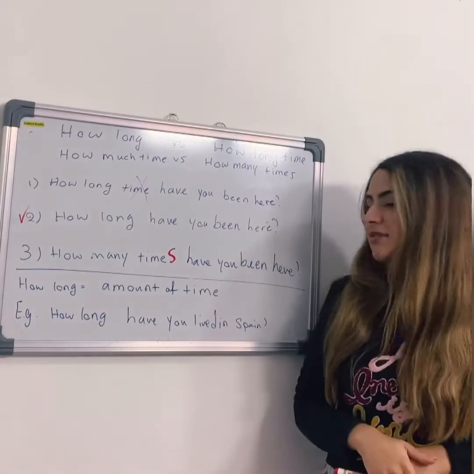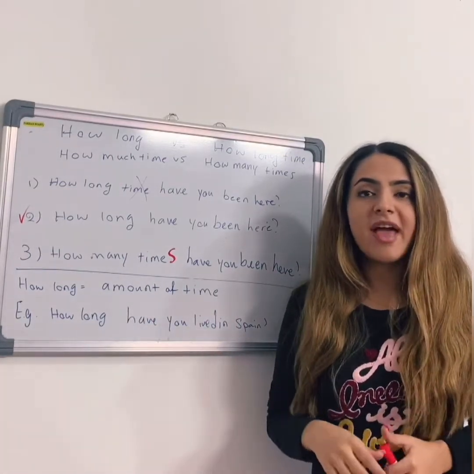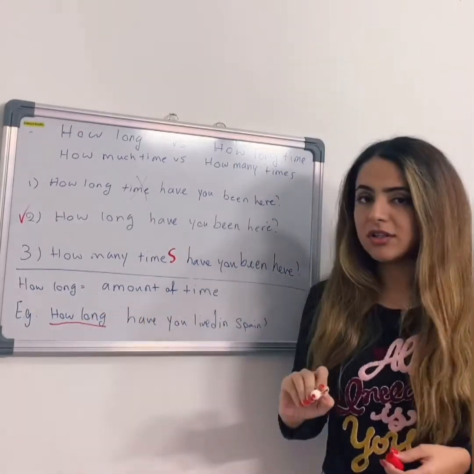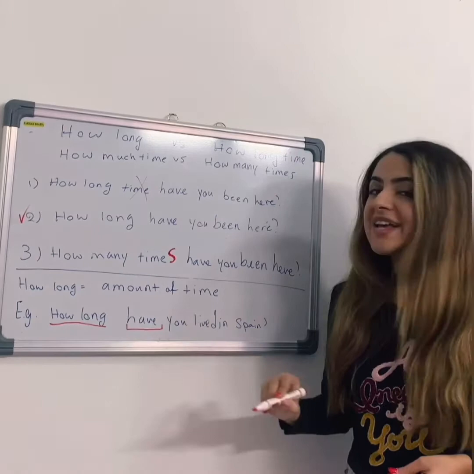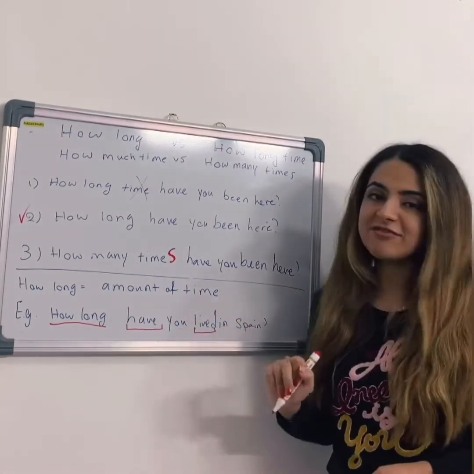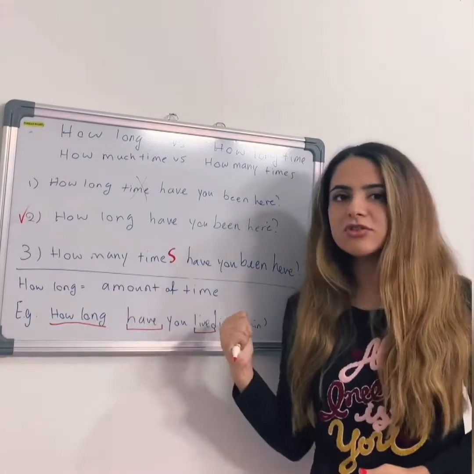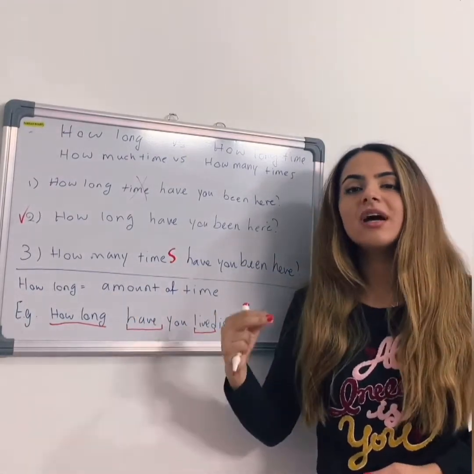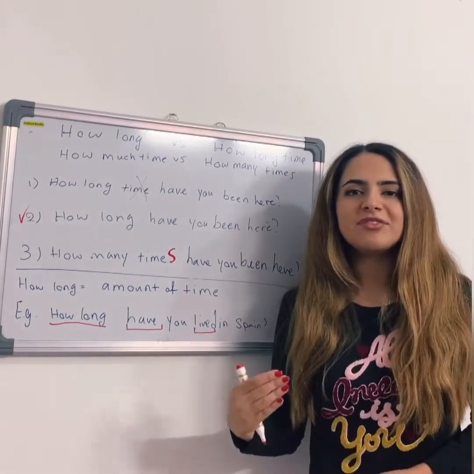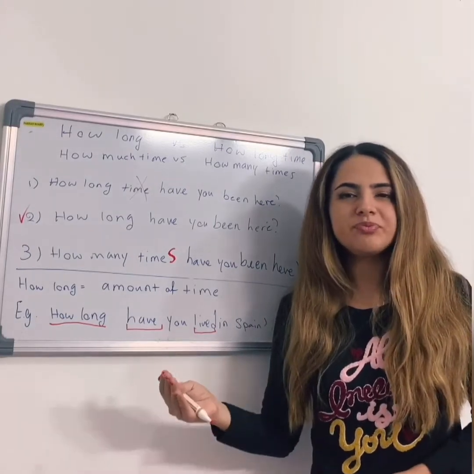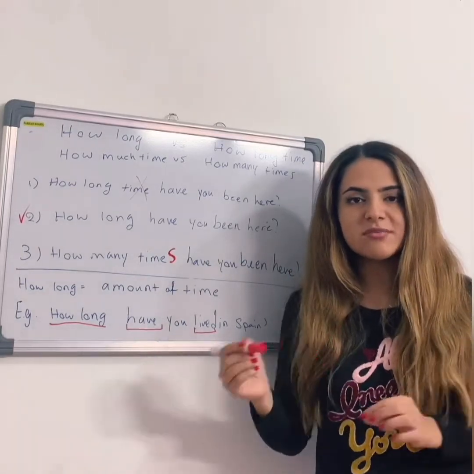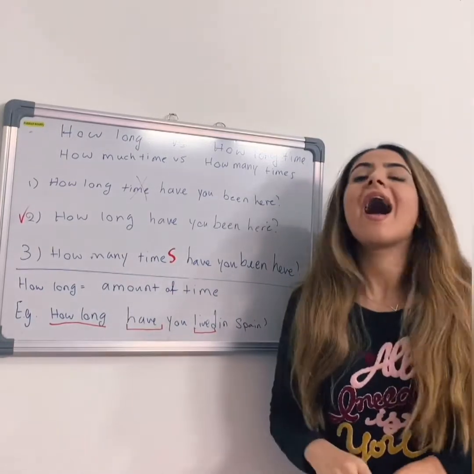How long have you lived in Spain? I've lived in Spain for 5 years. So usually when you have how long, you use present perfect afterwards. So have you lived? Usually when you use how long, you use present perfect. How long have you done that? How long have you been here? How long have you lived somewhere? How long have you been doing something? So it's present perfect or present perfect continuous after how long.